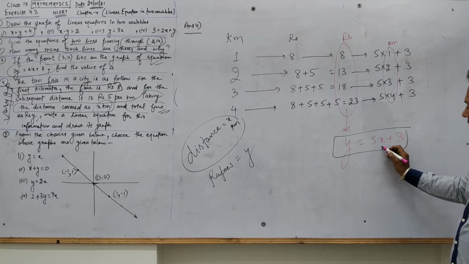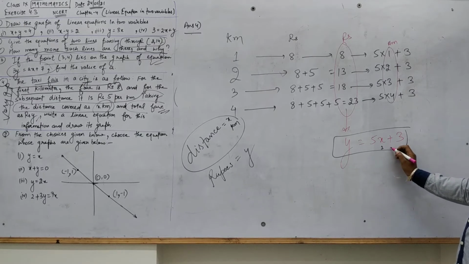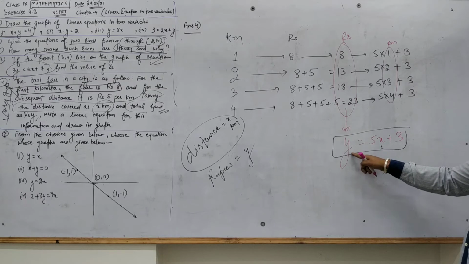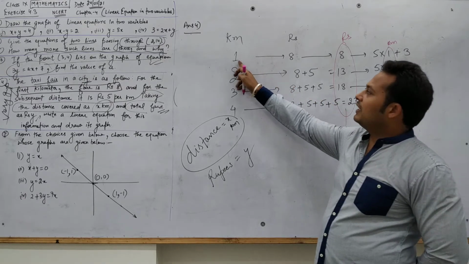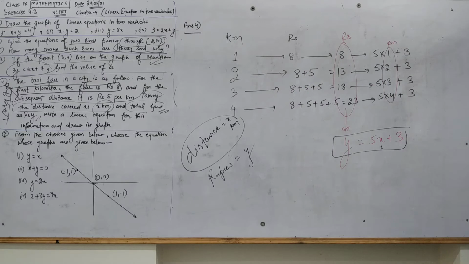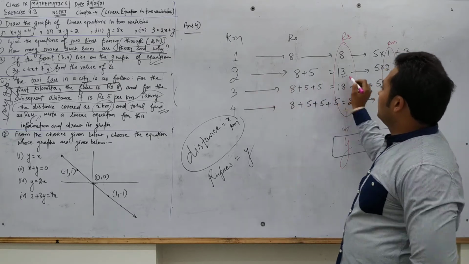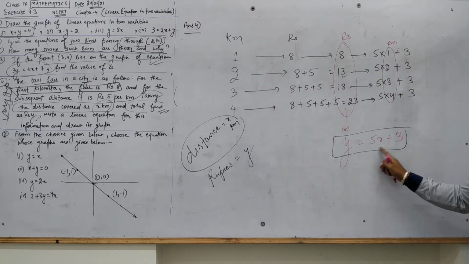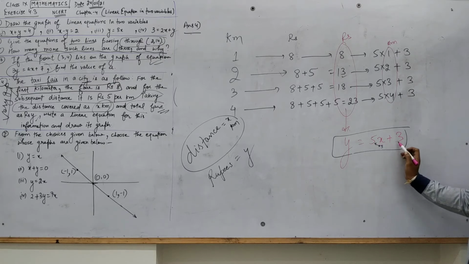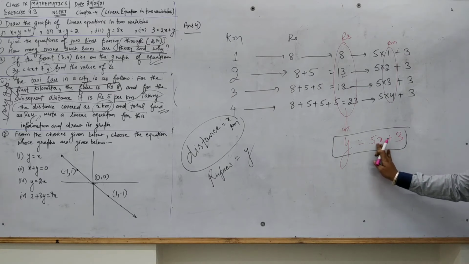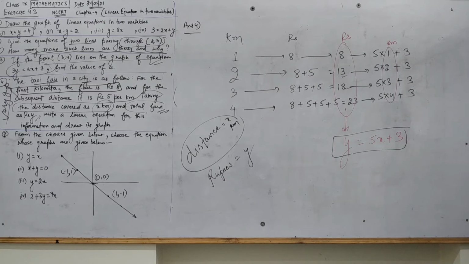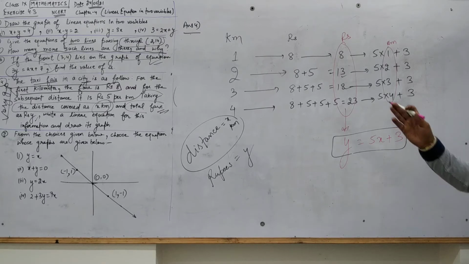Whenever you put x equals 1, this will be 5 multiply 1 plus 3, 8. The value of y will be 8. It means that when you are traveling 1 kilometer, you have to pay 8 rupees. Whenever you are traveling 2 kilometers, 5 multiply 2 plus 3, you have to pay 13 rupees. Whenever you are traveling 3 kilometers, 5 3s are 15, 15 plus 3, 18, you have to pay 18 rupees. Okay, so this is a perfect linear equation in two variables for the representation of this taxi fare.